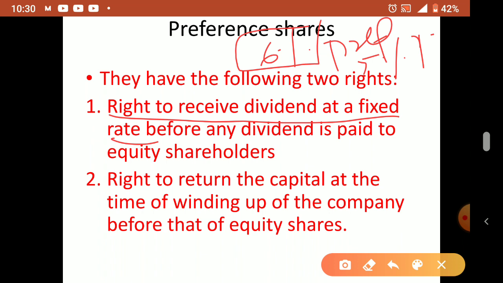So the right to return of capital at the time of winding up of the company is before that of equity shares. So next preference is they'll get the capital also first at the time of winding up. Just like the dissolution chapter we discussed, dissolution of a partnership firm, there also we studied, first we have to pay outsiders, then the loan amount, then the capital amount, like that a particular order is there. So here also these preference shareholders will be getting their amount first.